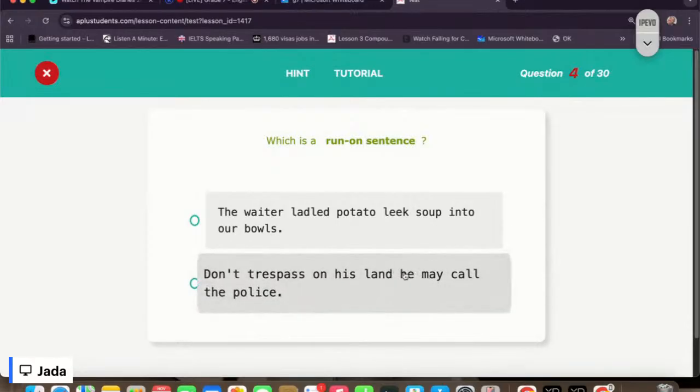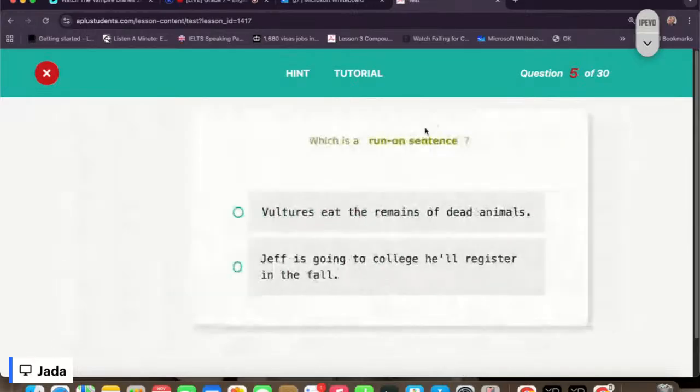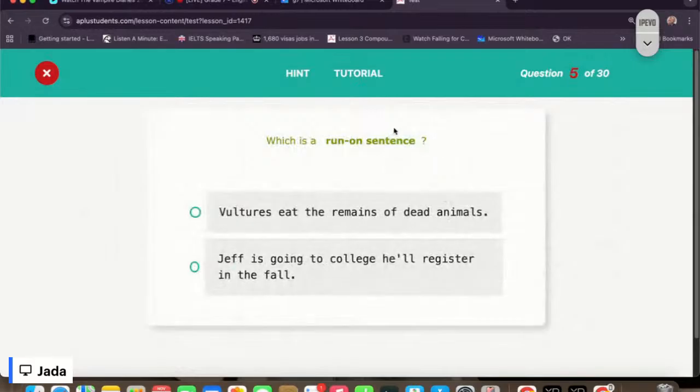So we have: don't trespass on his land. He may call the police. This is a run-on sentence. Then, which is a run-on sentence, first or second?